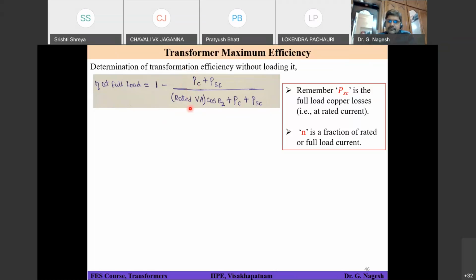You are understanding, right? Core losses depend on current or not? PC depends on current or not?